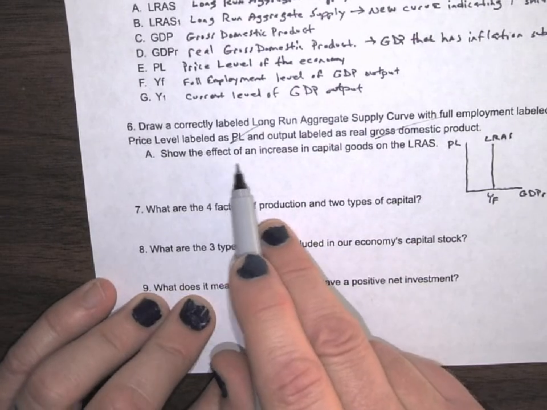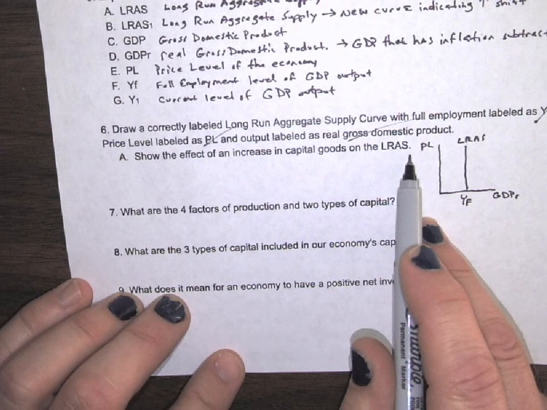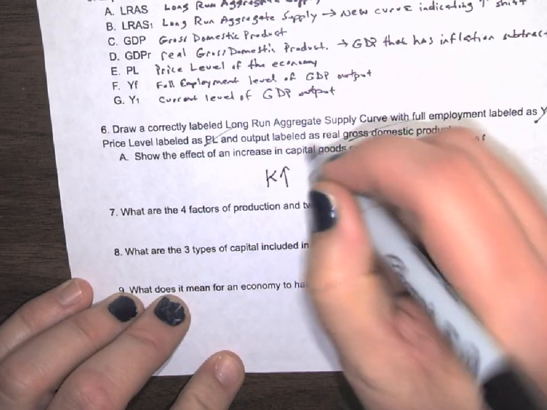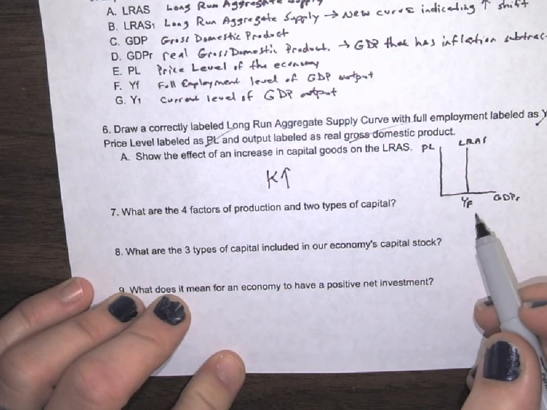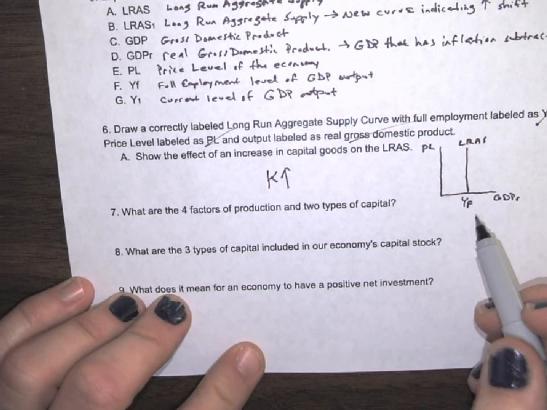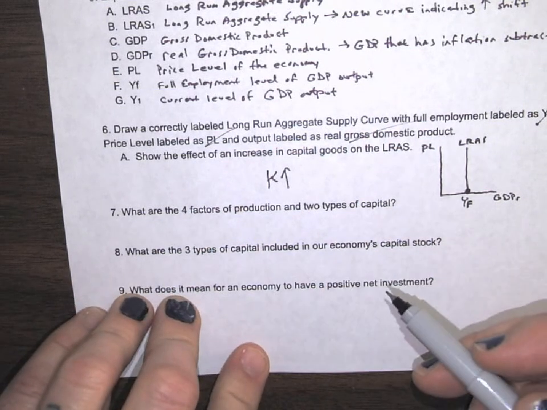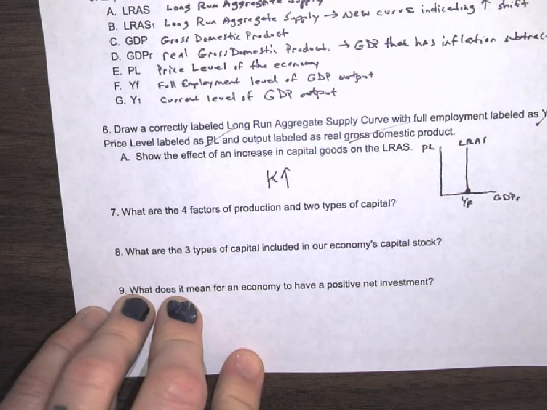Now, show the effect of an increase in capital goods on the long run aggregate supply curve. So if we increase our capital, can we make just this much stuff, or can we make more? We can make more, can't we? So if we have low interest rates, that leads to borrowing, gross private investment. People will buy a new truck.